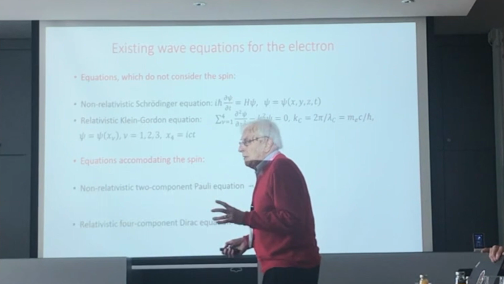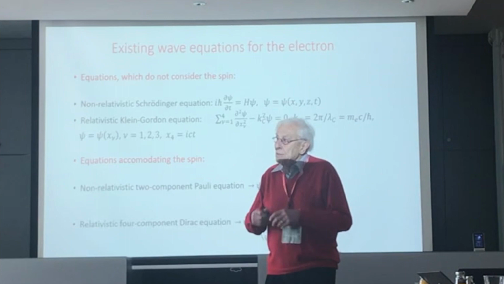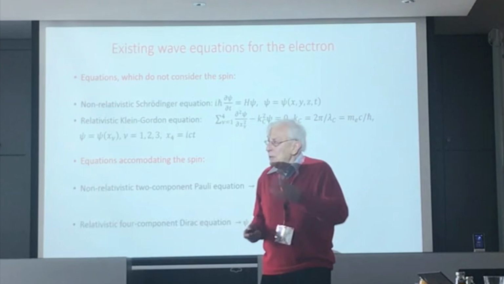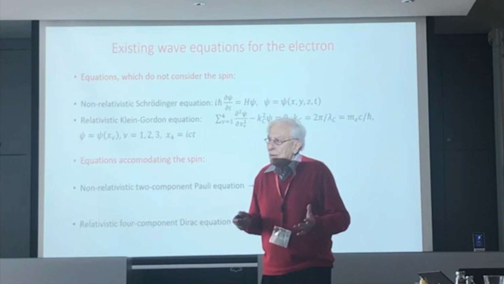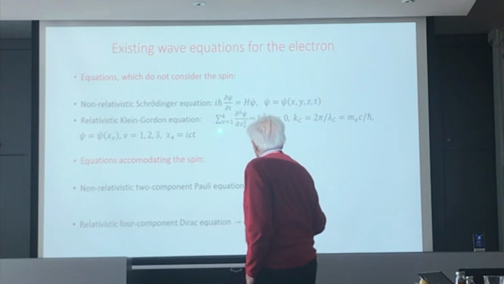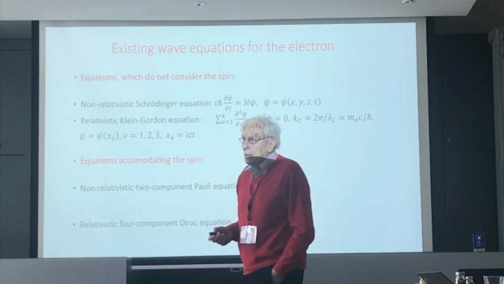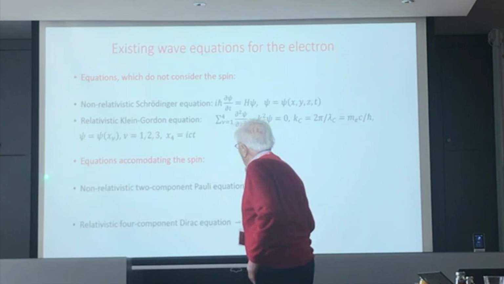I will treat everything in four-dimensional equations in Minkowski space. Because if I do this, then everything must be Lorentz invariant. Lorentz invariant means no matter in which inertial system I am, physics must be the same. The physics does not depend on the inertial system. And so the relativistic Klein-Gordon equation has this form, but you see both equations cannot or do not consider spin. We will find out that this will be quite important.